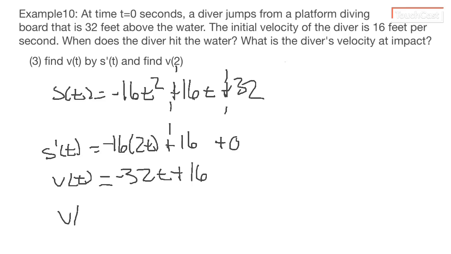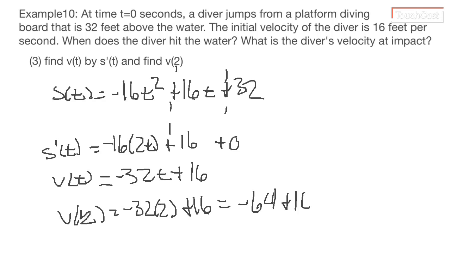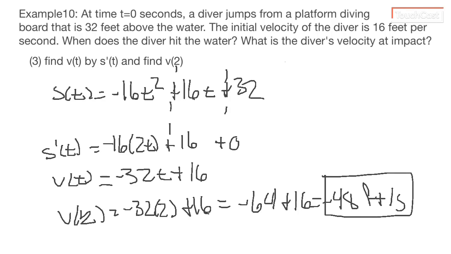Now we also want to find v of 2, so we're just going to put 2 into there. So negative 32 times 2 plus 16. Negative 32 times 2, that's negative 64. And if we add 16 to that, we're going to get negative 48. So that means at 2 seconds, the velocity when the diver hits the water is negative 48 feet per second. That actually wraps up our lesson 2.2.